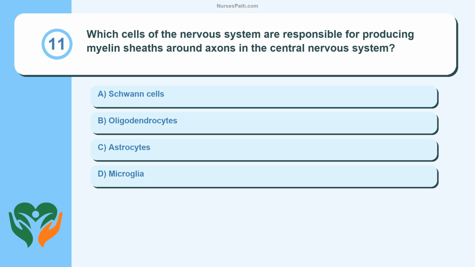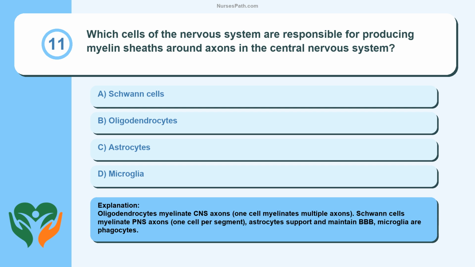Question 11. Which cells of the nervous system are responsible for producing myelin sheaths around axons in the central nervous system? Schwann cells. Oligodendrocytes. Astrocytes. Microglia. Oligodendrocytes myelinate CNS axons, and one cell myelinates multiple axons. Schwann cells myelinate PNS axons, one cell per segment. Astrocytes support and maintain the blood-brain barrier, and microglia are phagocytes.